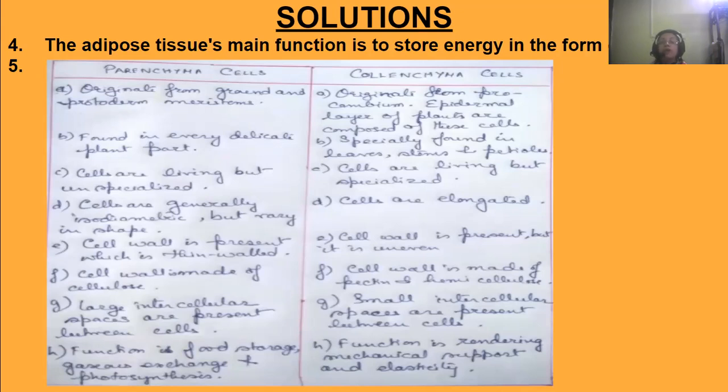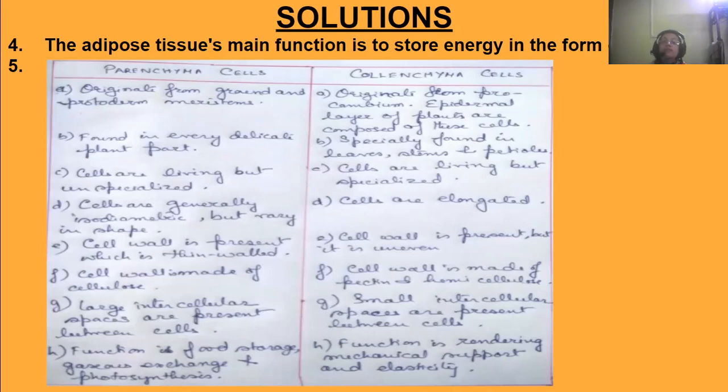Next point is, found in every delicate plant part. Parenchyma cells are found in every delicate plant part, whereas collenchyma cells are specially found in the leaves, stems, and petioles. Then parenchyma cells are living but unspecialized, whereas collenchyma cells are also living, but they are specialized cells. Then parenchyma cells are generally isodiametric, similar in diameter, but the shape varies, whereas collenchyma cells are elongated.